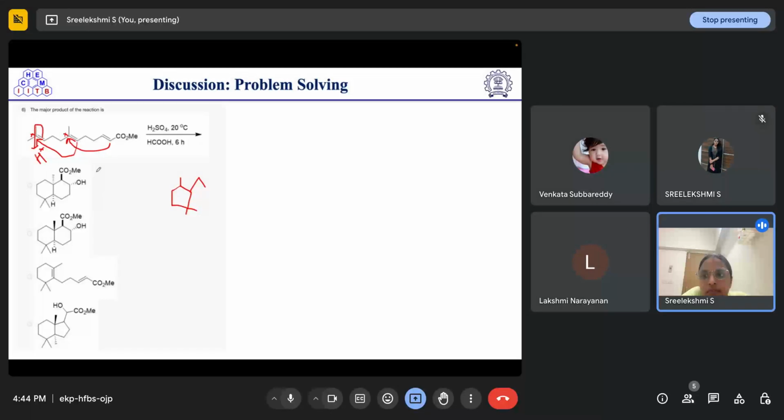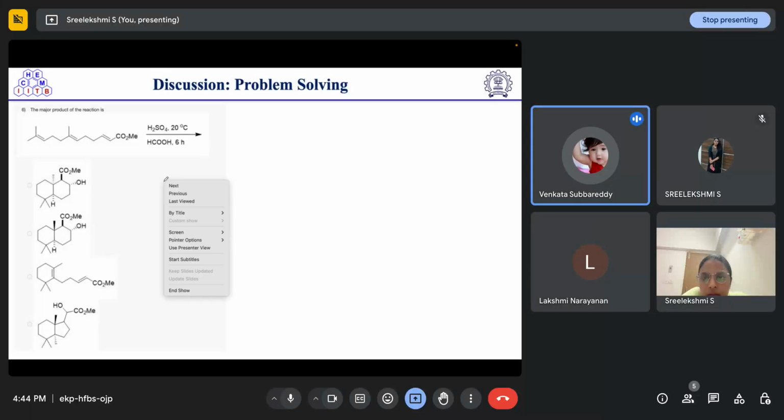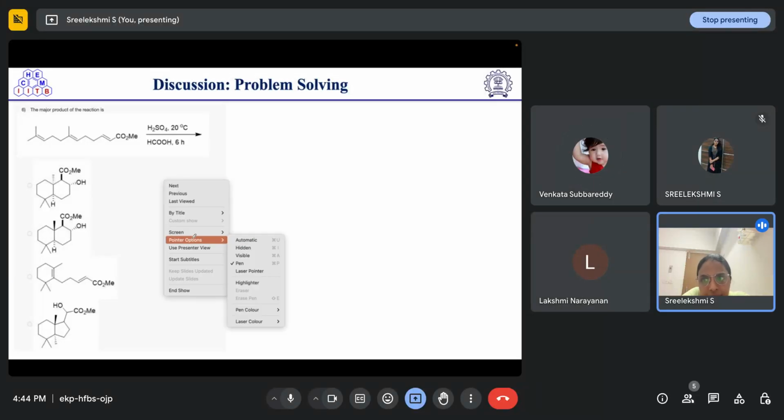But then we have to see the stereochemistry: whether the ring junction is cis or trans, and whether the junction methyl group and the CO2Me are cis or trans. How can we tell that? Trans, I think. Trans decalin is preferred. And what will be the relation between the methyl and the ester?